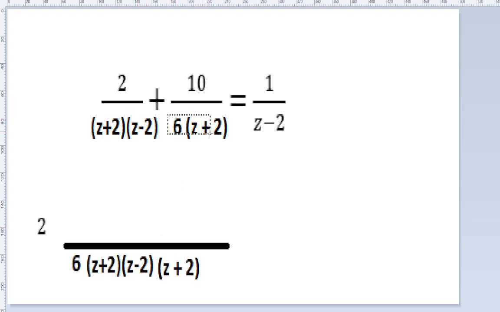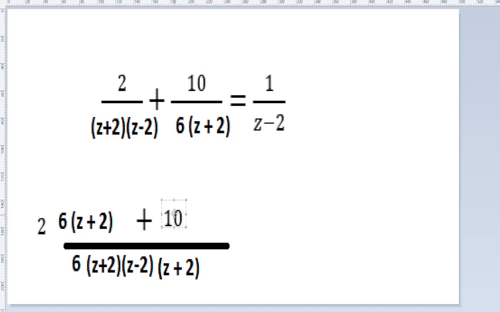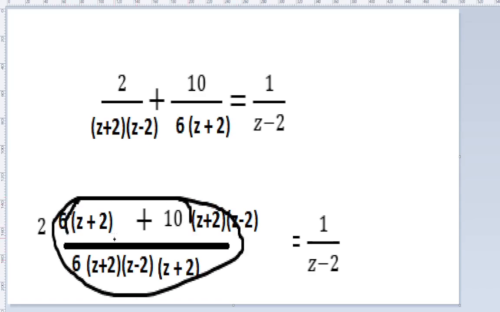We're going to cross multiply this with the 2, right? And then we have a plus symbol in between. We got this 10, and it's going to cross multiply with this. We've cross multiplied, and we just keep the right side. When you cross multiply, you don't have to do anything to the right side. But you can see that it's pretty messy.